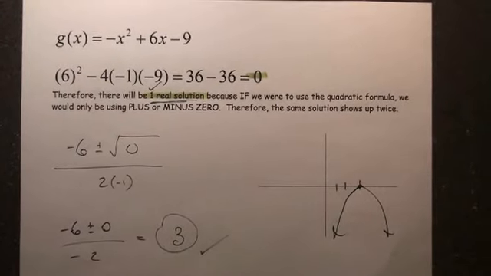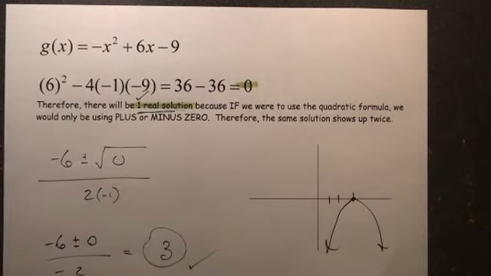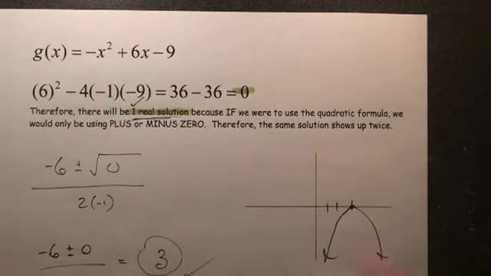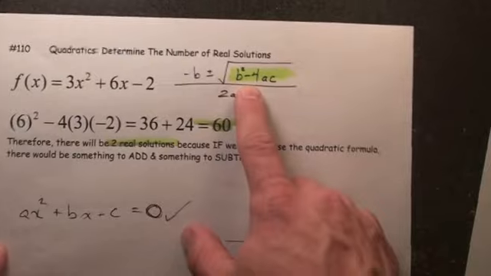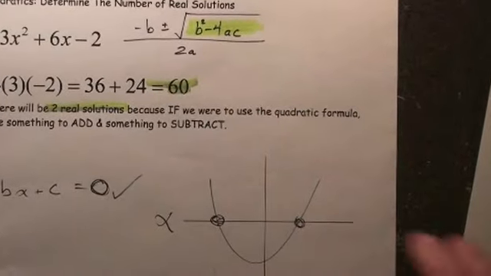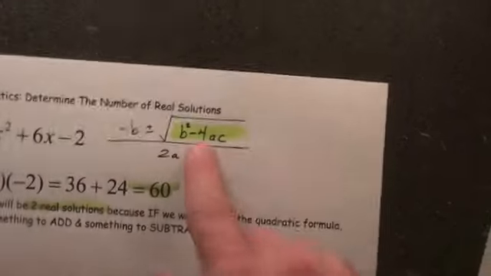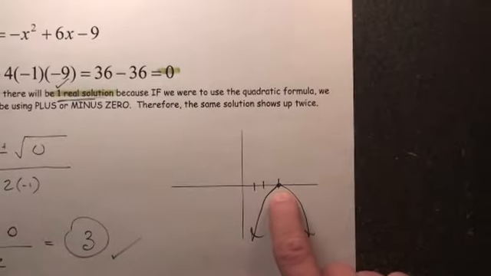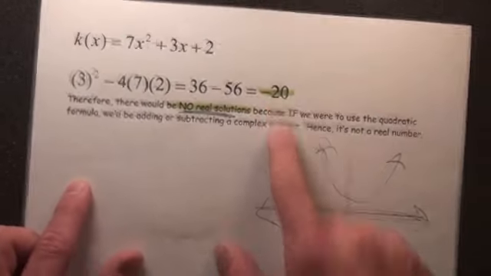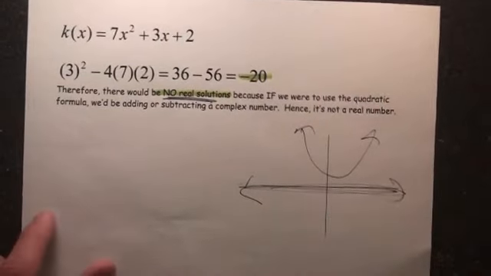So that's what you have for the discriminant and determining the number of real solutions. Real quick to summarize: whenever this is positive, two solutions. Whenever this is 0, you end up with 1 solution. And whenever the discriminant is negative, bam, you end up with no solutions.